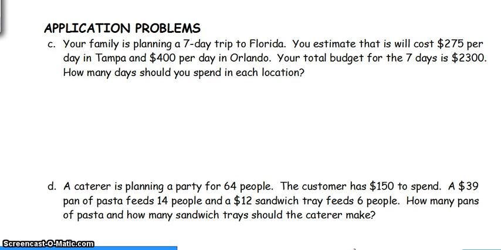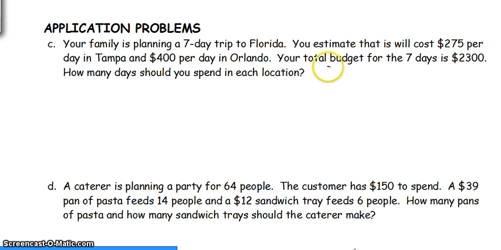All right, your family is planning a 7-day trip to Florida. You estimate that it will cost $270 per day in Tampa and $400 per day in Orlando. Your total budget for the 7 days is $2,300. How many days would you spend in each location?